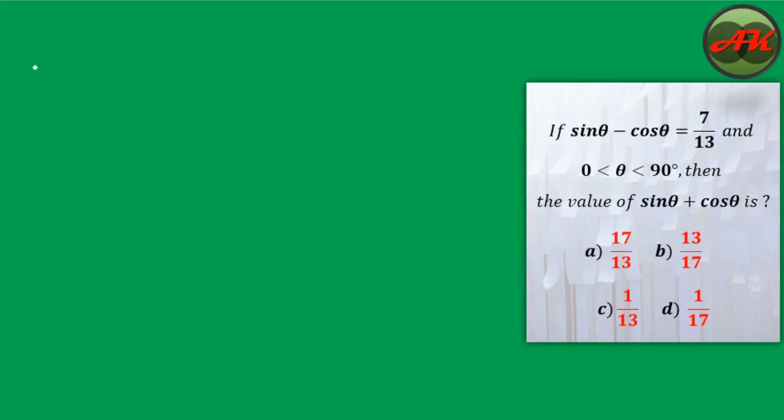Now moving on to the next problem. If sin theta minus cos theta is equal to 7 by 13 and they have given the condition, then the value of sin theta plus cos theta is. So now here sin theta minus cos theta is 7 by 13. So we know that sin theta is perpendicular by hypotenuse minus base by hypotenuse for cos theta is equal to, they have given 7 by 13.